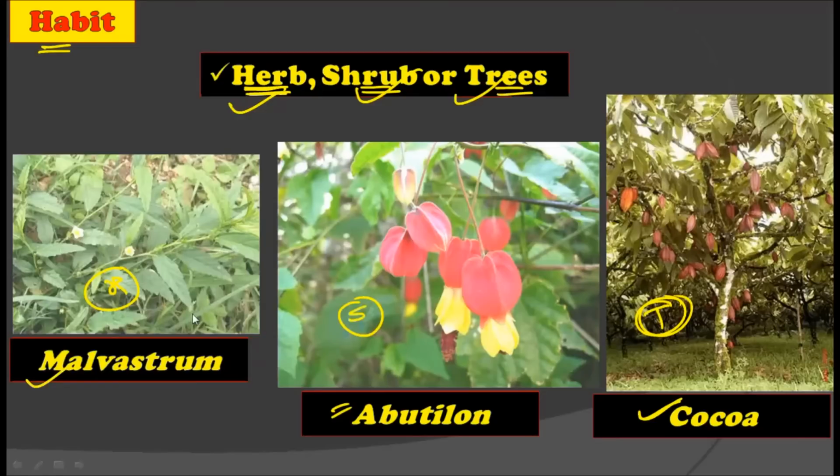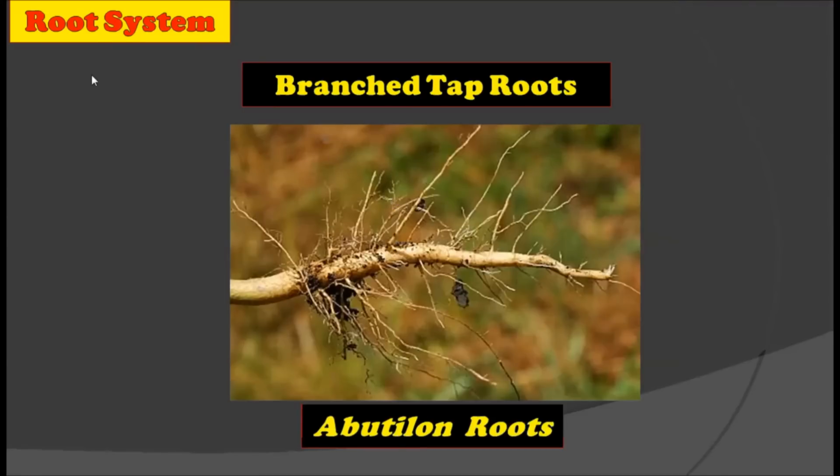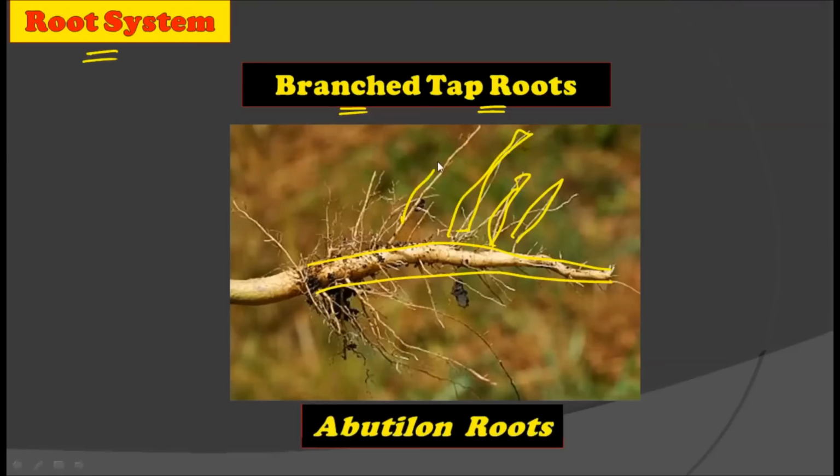The example for the herb habit is a Malvastrum plant, for the shrub category it is the Abutilon plant, and for the tree habit, it is the cocoa plant. All right. Now, the root system in the Malvaceae family is branched taproots. Yes, there is a main taproot which goes below the ground, and this taproot has many branches, and that is why it is called branched taproots. So all the members of the Malvaceae family have a branched taproot type of root system. This particular picture shows the Abutilon roots.